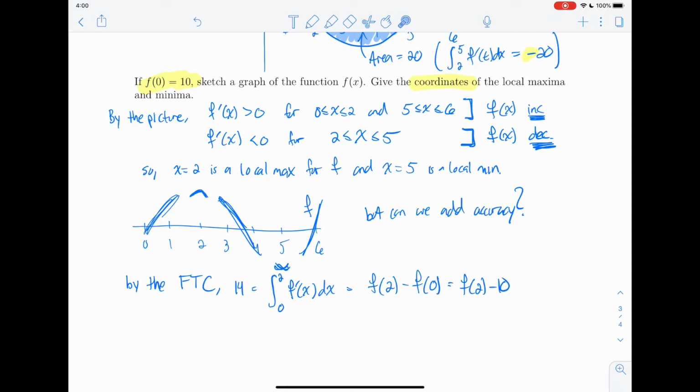And here we have an equality. F of 2 minus 10 on the right is equal to 14 on the left, so we can move the negative 10 to the left-hand side and we can solve for f of 2. So f of 2 now is equal to 10 plus 14, which is 24. Well, that certainly gives us information because 2 was a local max for the antiderivative, and we just found its coordinate. Apparently, 2 goes to 24.